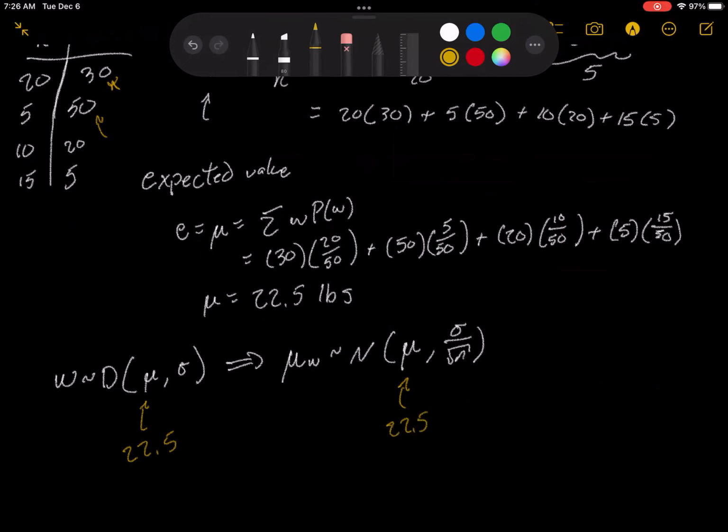So from your sample, you had an average of 22.5 pounds. So your best guess at the average weight of all rocks in the truck will be 22.5 pounds.